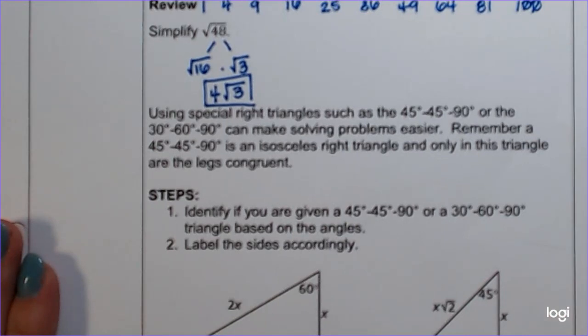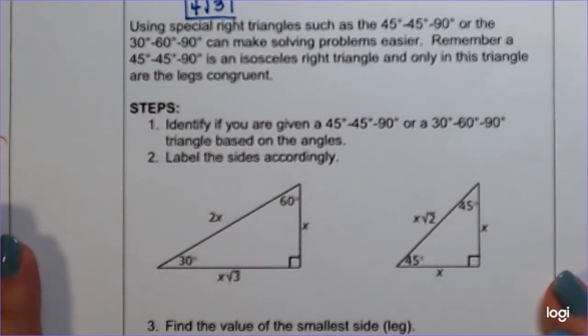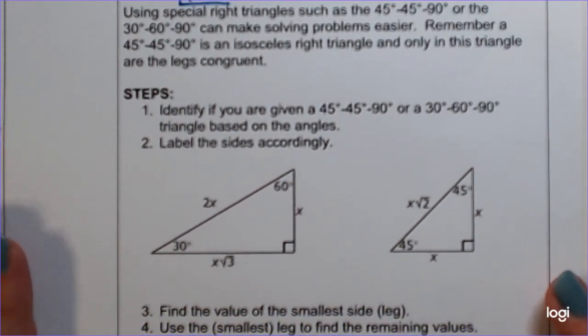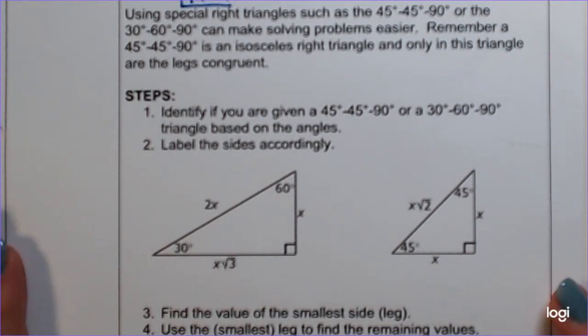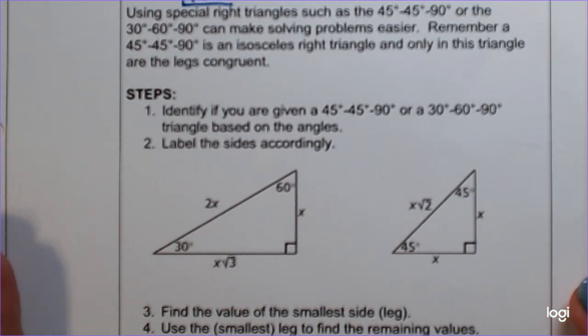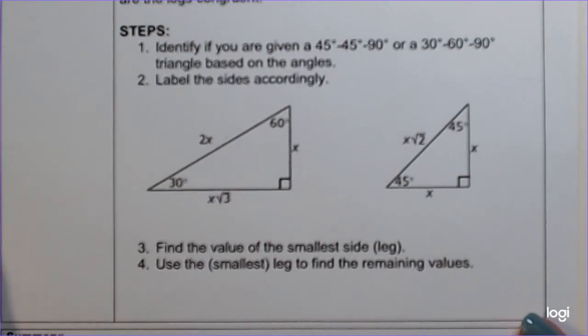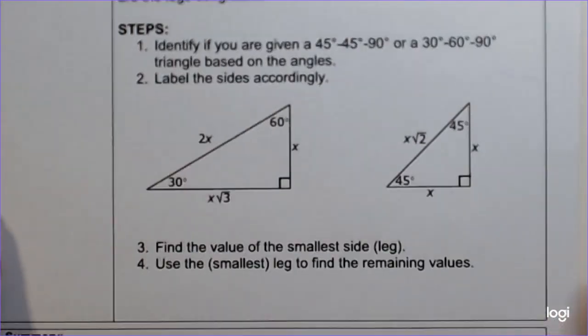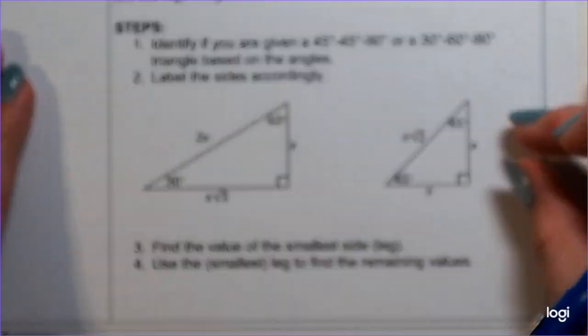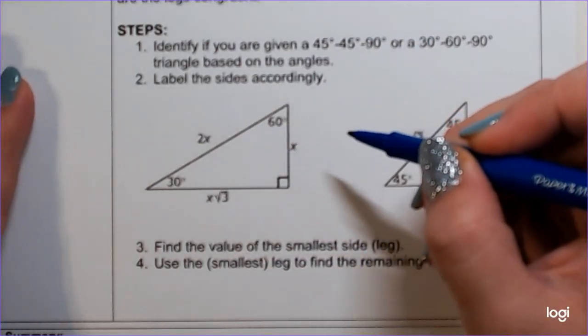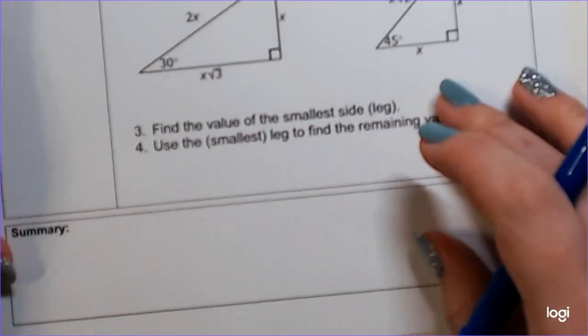So using special right triangles such as the 45-45-90 or the 30-60-90 can make solving problems easier. Remember, a 45-45-90 is an isosceles right triangle, and only in this triangle are the legs congruent. So the first step is to identify if you have the 45-45-90 or 30-60-90 triangle based on the angles, and then we'll label the sides accordingly. So I'm going to write the rules down at the bottom.